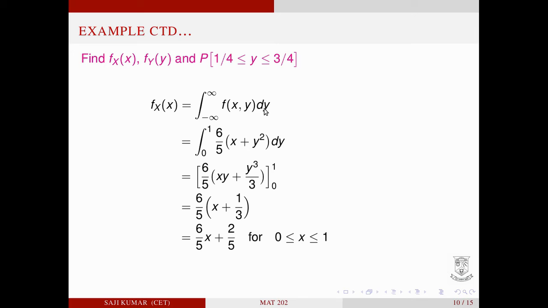Here, because the y coordinate is varying from 0 to 1 in the given domain of f of x comma y, we are integrating from 0 to 1 only. So integral 0 to 1, the joint probability density function 6 by 5 into x plus y square dy. So upon integration with respect to y, by keeping this x as constant, we have 6 by 5 into xy plus y cube by 3, 0 to 1. On evaluation we will get 6 by 5 into x plus 2 by 5, and this is true for every x which can lie between 0 and 1.